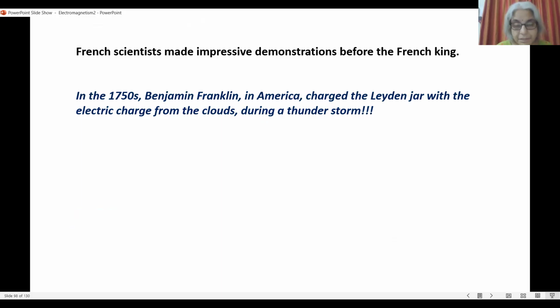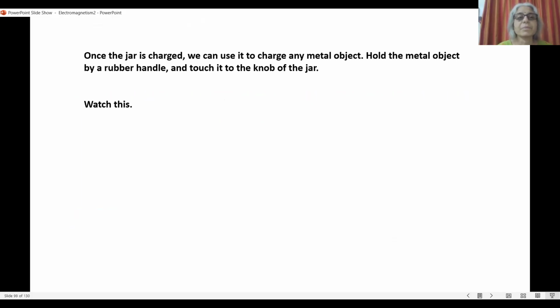In the 1750s, Benjamin Franklin, who was a scientist and a politician in America, charged a Leyden jar with electric charge from the clouds during a thunderstorm.